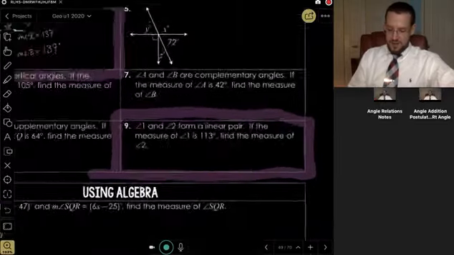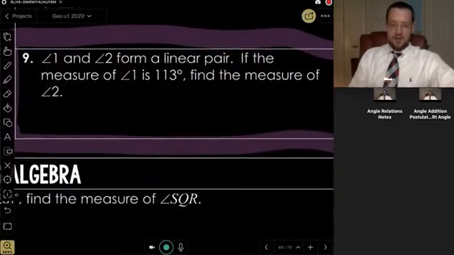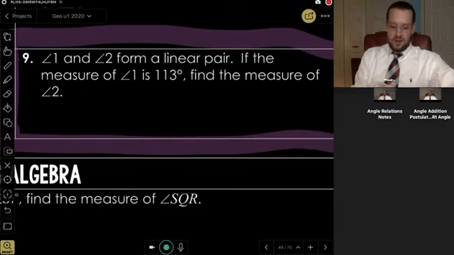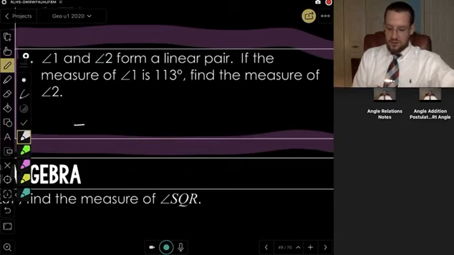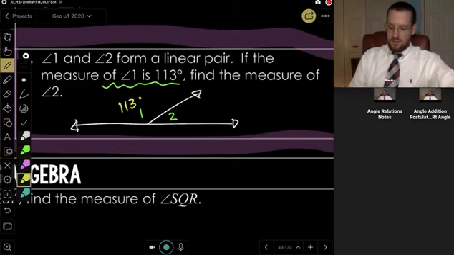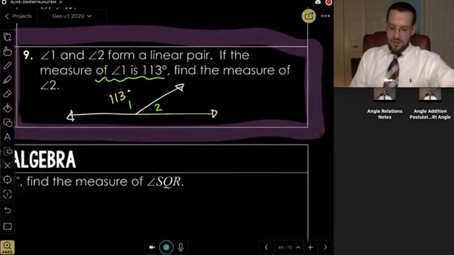Okay, let's look at our next example. We're told that angles 1 and 2 form a linear pair. If the measure of angle 1 is 113 degrees, find the measure of angle 2. So what we need to do here is draw our figure for the linear pair. Here is a 1 and a 2. And what are we told? We're told that the measure of angle 1 is 113 degrees. And we need to solve for the other angle.